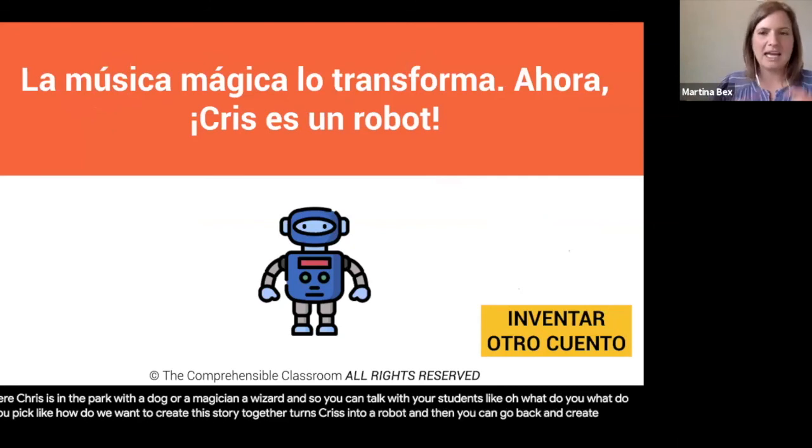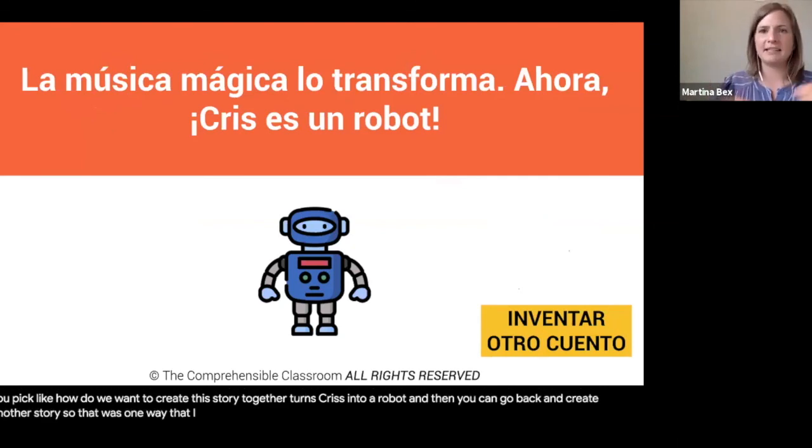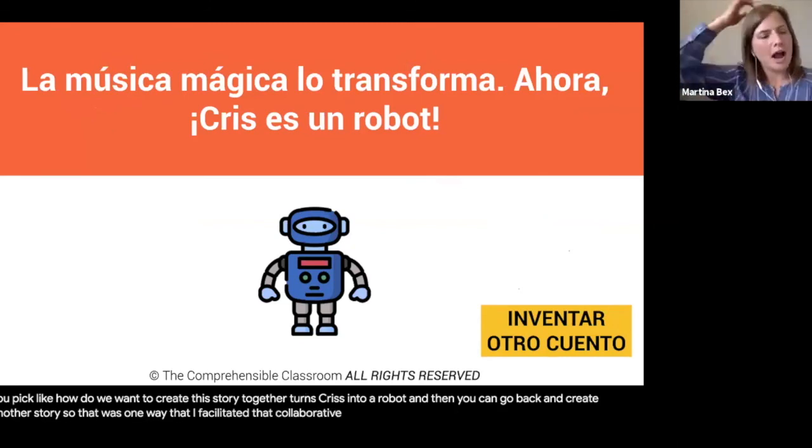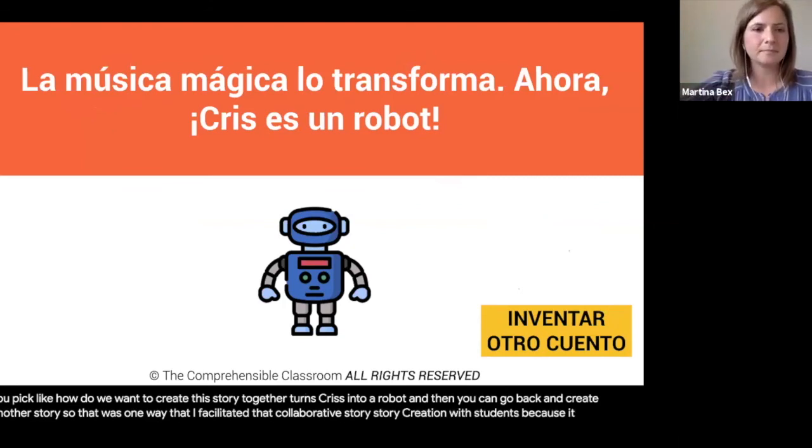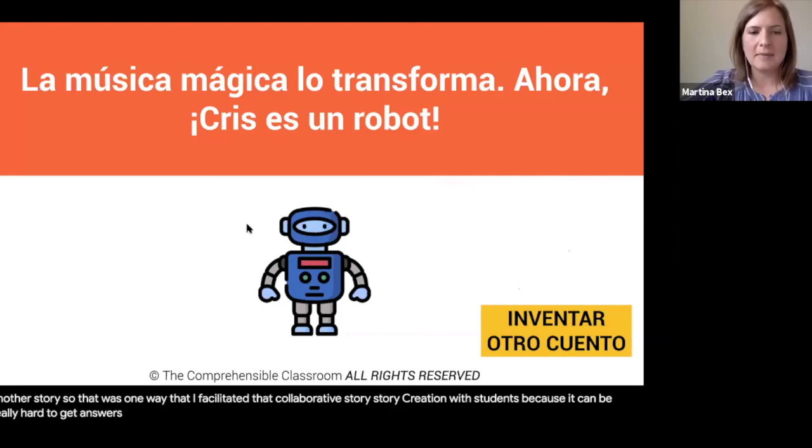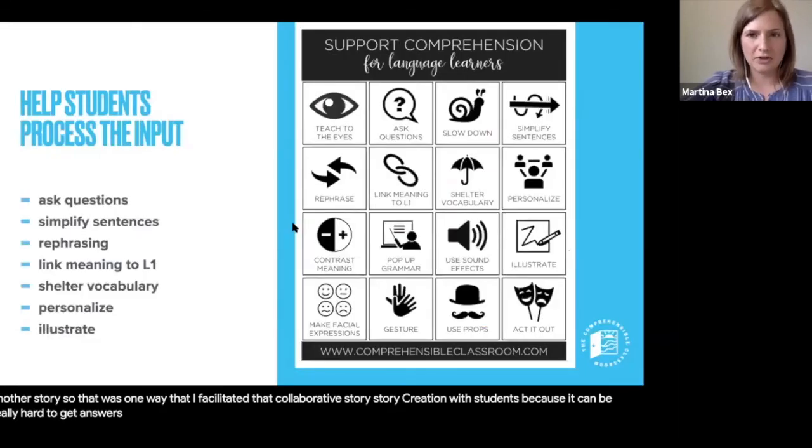So that was one way that I facilitated that collaborative story creation with students, because it can be really hard to get answers, to get suggestions like you might in class. And then helping students to process it by asking questions, remembering all of these techniques to make sure that as you're using the target language with your students, they're understanding you.